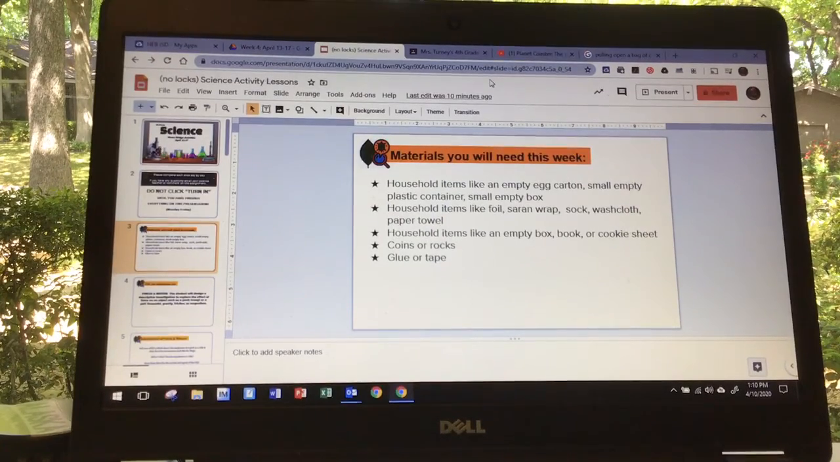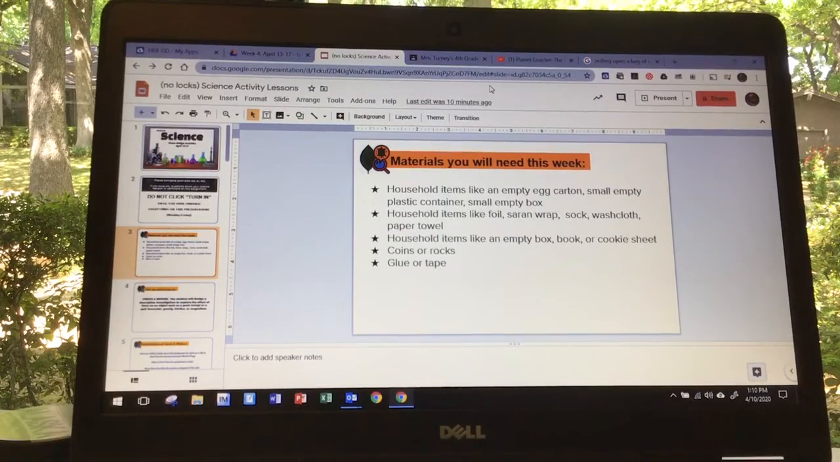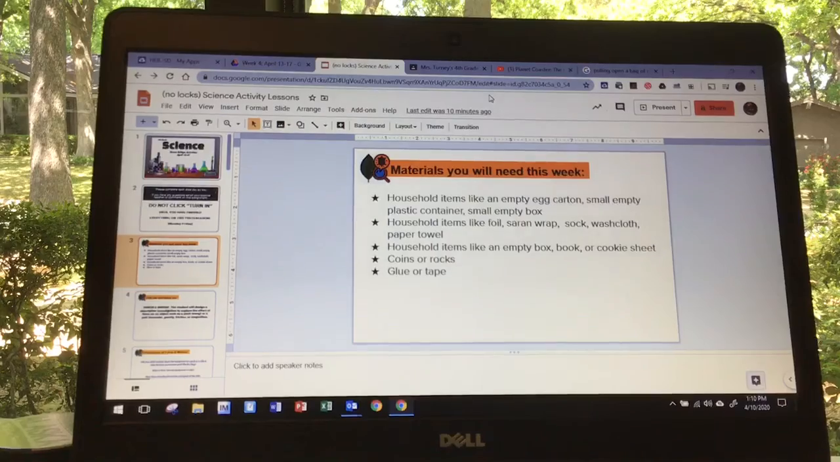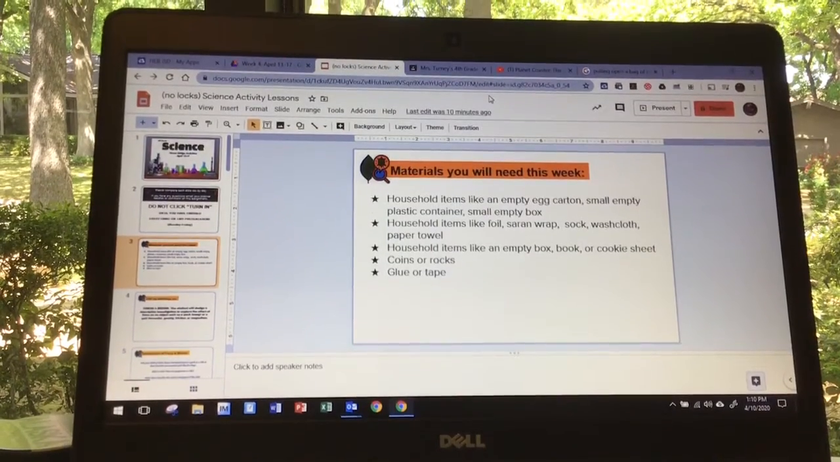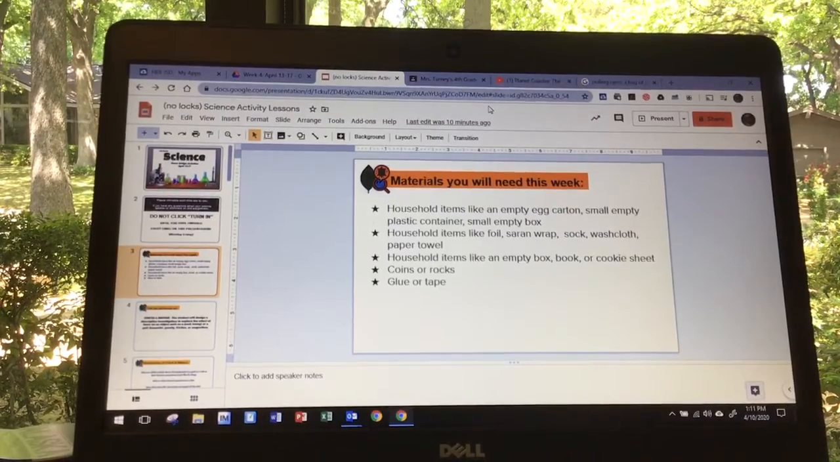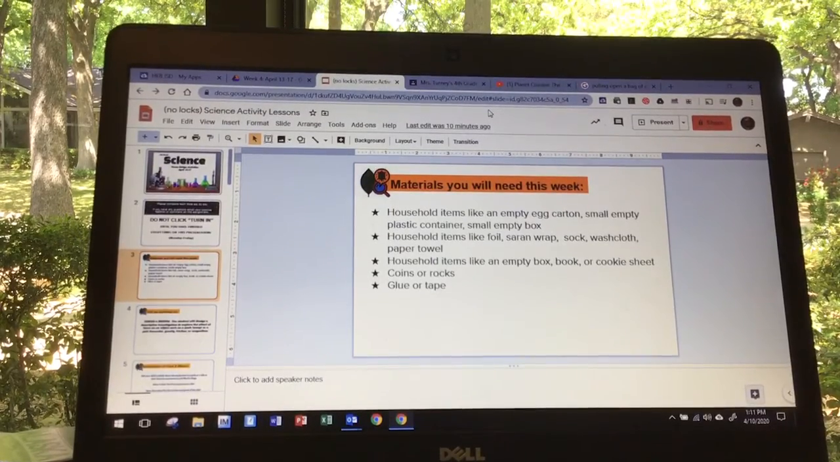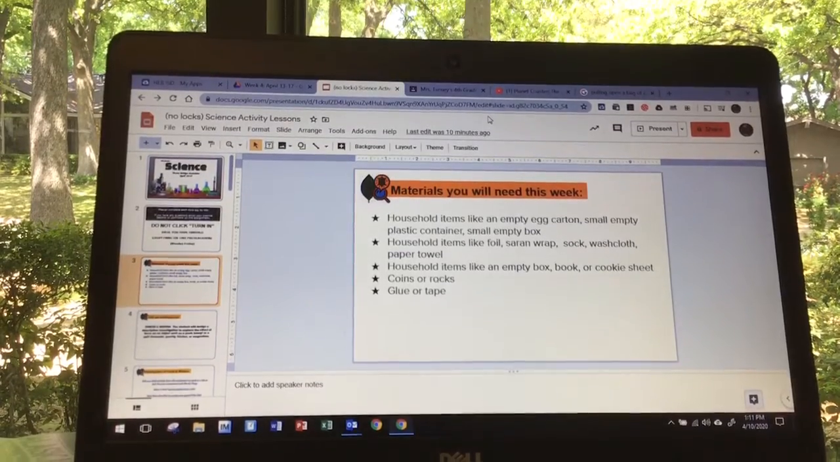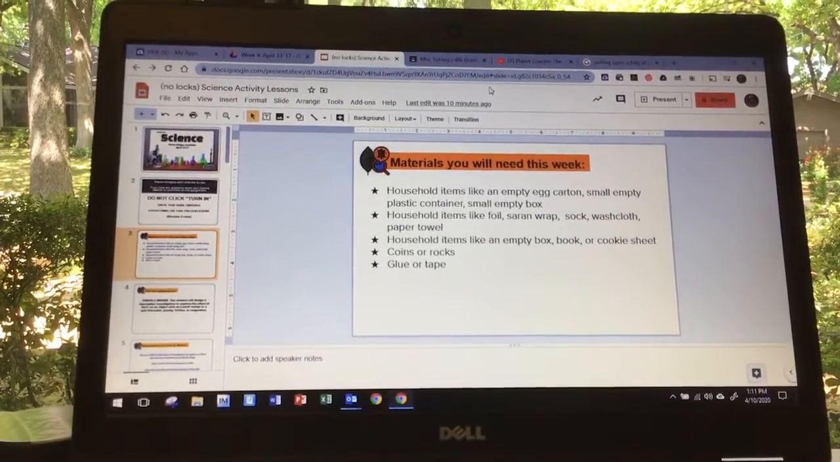Some of the items that you're going to need for this week: an egg carton shell that's empty, or a plastic container or an empty box of some sort, maybe some foil or saran wrap, a sock, washcloth, paper towel, and then other household items like an empty box, a book, a cookie sheet, maybe some cardboard, coins, rocks, glue, scissors, tape, things like that. You'll see when I'm showing you how we're doing our lab this week what some of the different items are that you can use.